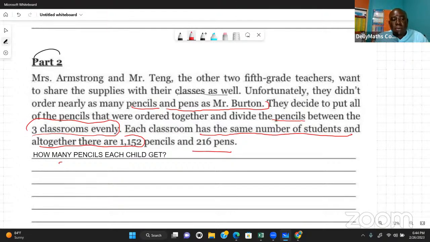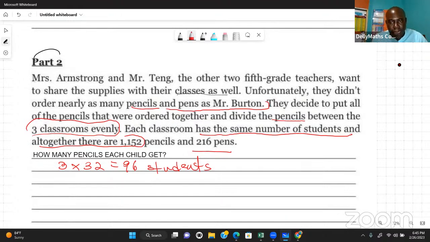So you're talking about three classes, and if all of the classes have the same number, remember that Mr. Burton has 32. So 32 times 3 is going to tell us that there are 96 students that we're dealing with when we combine the other two fifth grade teachers' students. Because the question said it's the same amount in each class, we have a good argument to say that we're dealing with 96 students.